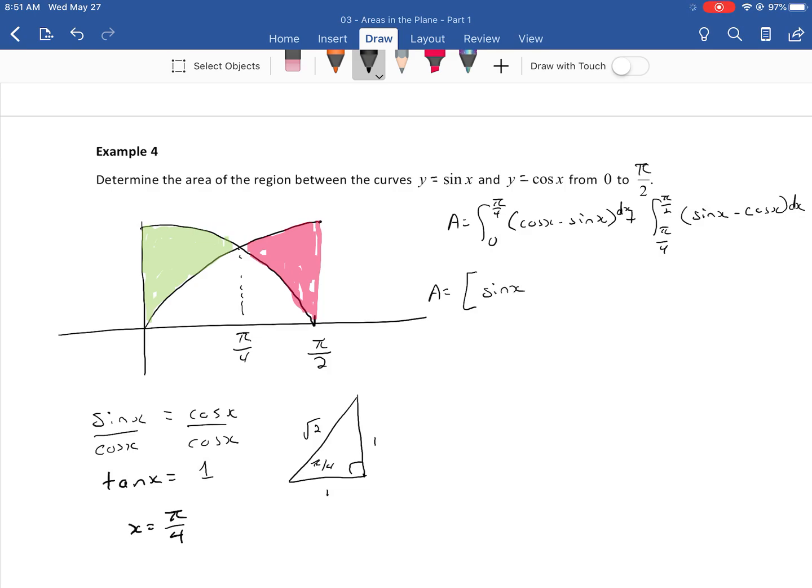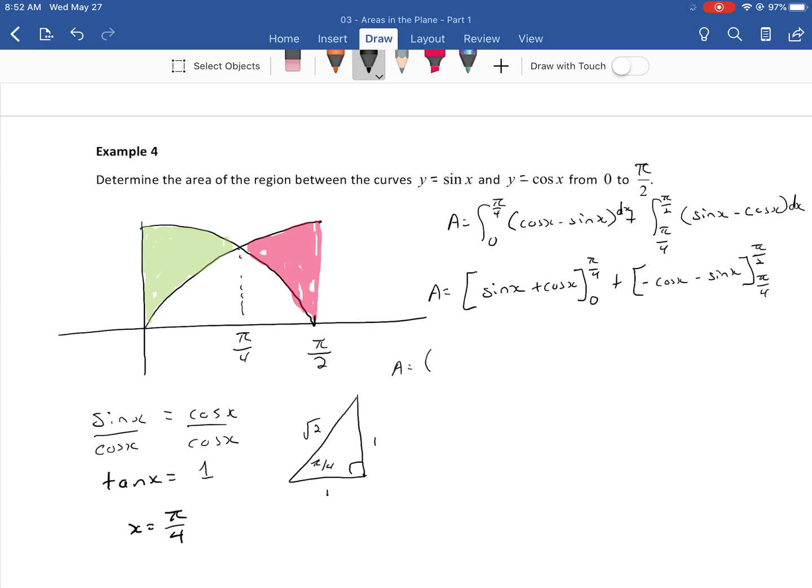Antiderivative of cos is sine. Antiderivative of negative sine is cos. How nice is that? That's from 0 to pi over 4. Add to that, antiderivative of sine is negative cos. Antiderivative of negative cos is negative sine. Careful with your negatives here. Boy, that can mess you up if you aren't really careful with those two negative values there.